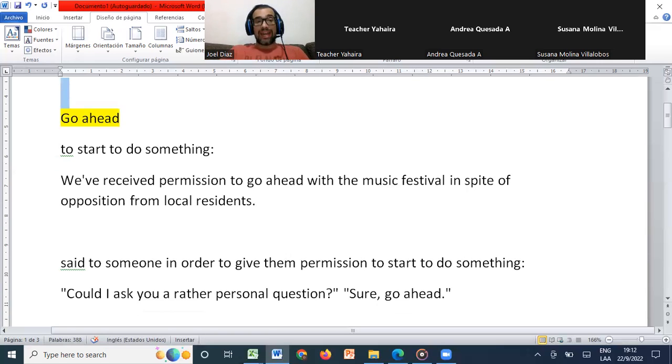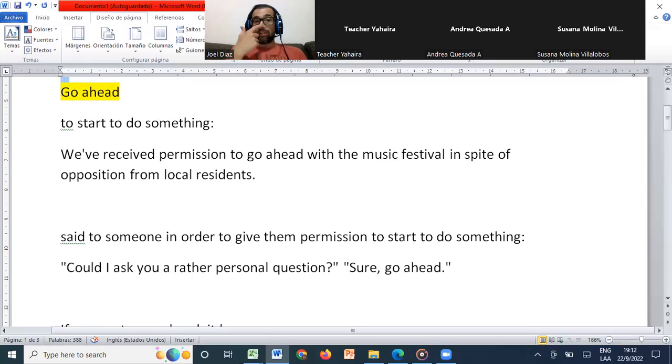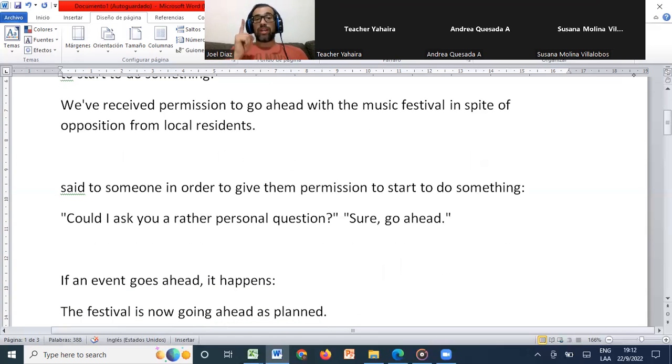So for example, go ahead. The first meaning is to start to do something. For example, we have received permission to go ahead with the music festival in spite of opposition from local residents. Also, it is said to someone in order to give them permission to start to do something. So you can say, could I ask you a rather personal question? Sure, go ahead. I am telling you, yes, you have the permission to ask the question.